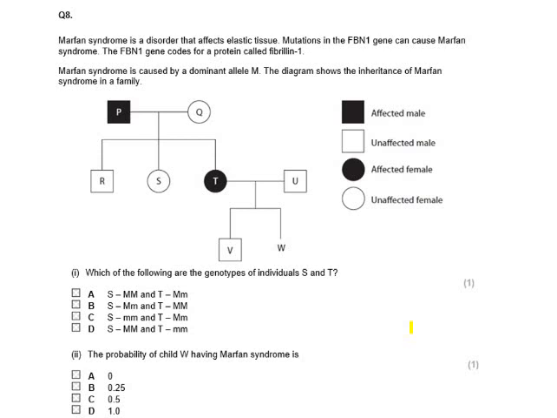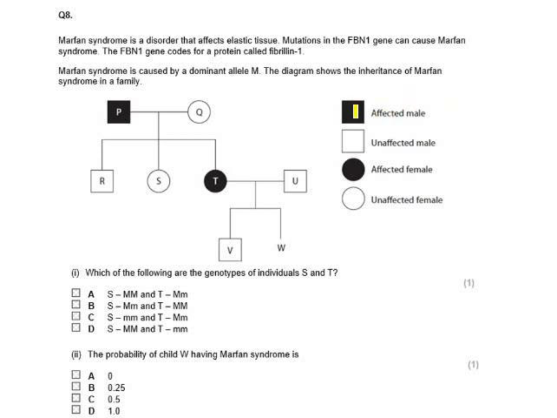Then we move on to some genetics. Marfan syndrome is a disorder that affects elastic tissue. Mutations in the FBN1 gene can cause Marfan syndrome. The gene itself codes for a protein called fibrillin 1. Marfan syndrome is caused by a dominant allele. The diagram shows the inheritance of Marfan syndrome in one family. So this is a pedigree chart.